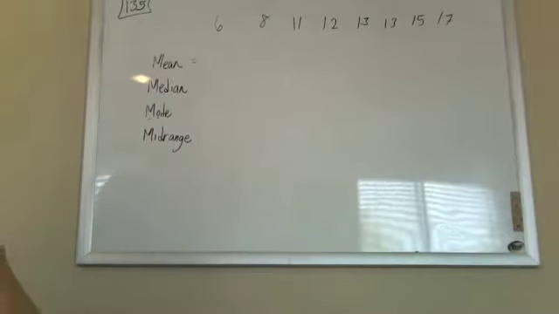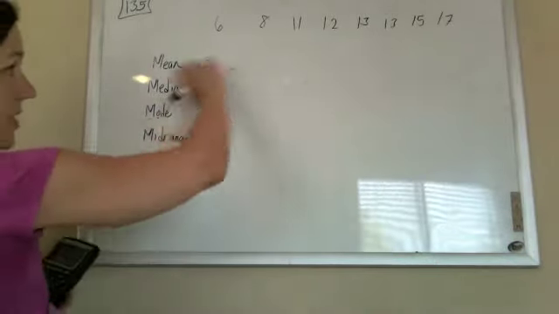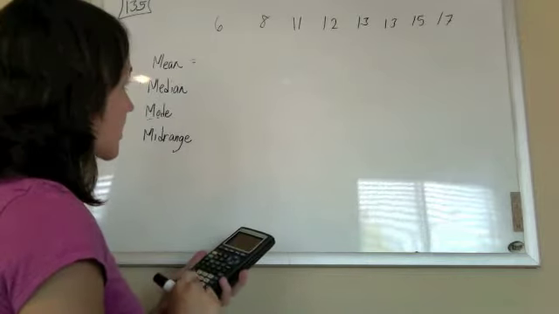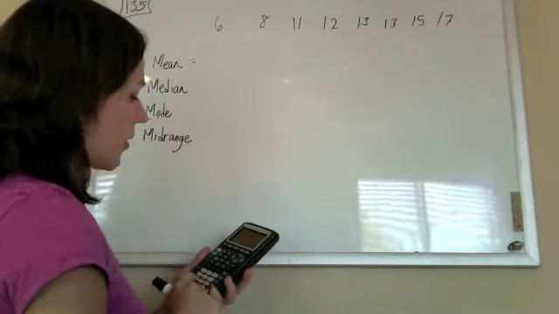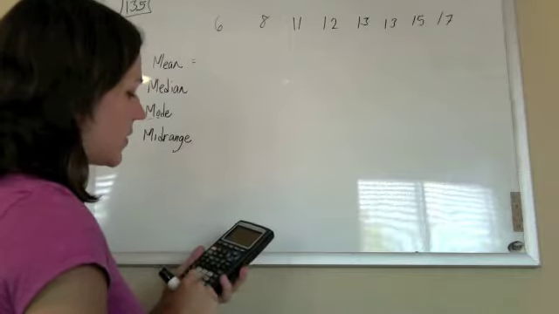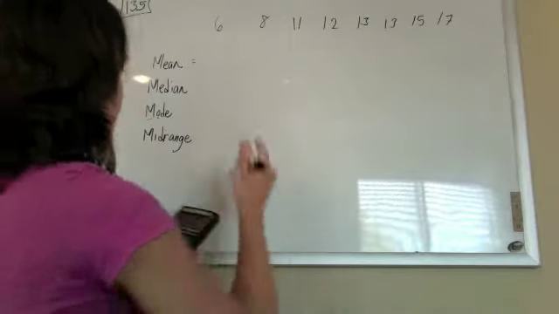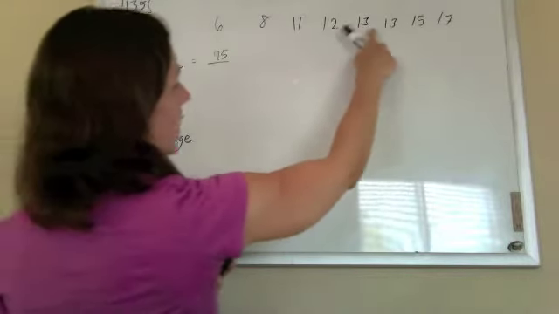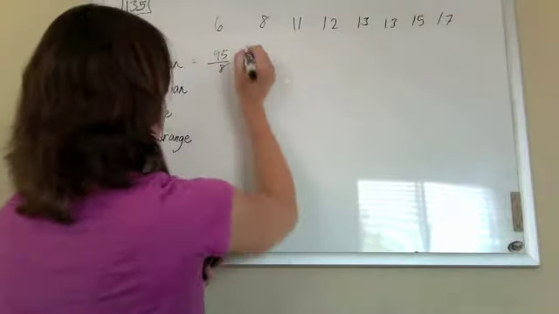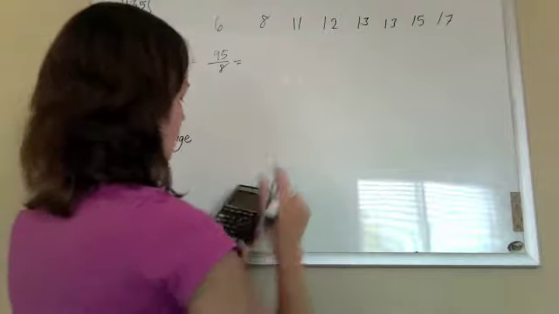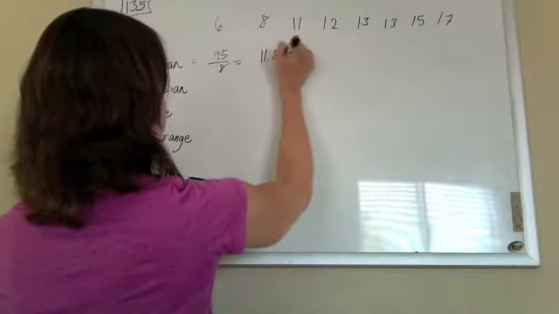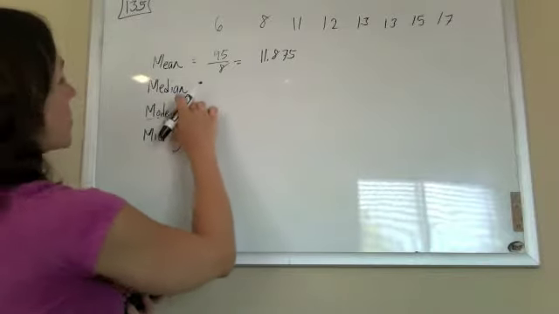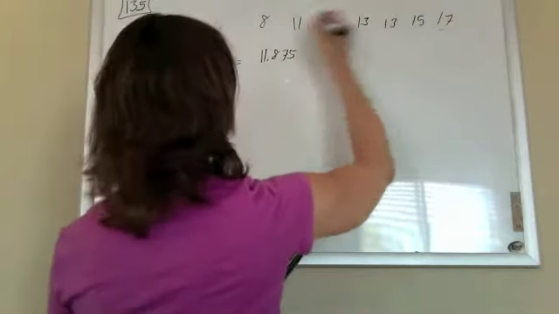So again, the mean is just the average. You're just going to take them, add them all up, and divide by how many you have. So 6 plus 8 plus 11 plus 12 plus 13 plus 13 plus 15 plus 17 gives me 95. I'm going to divide by 8. And I get 11.875 for my mean. My median is my middle number, so just start crossing them off from the ends.